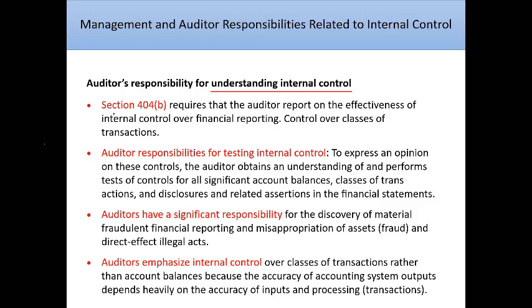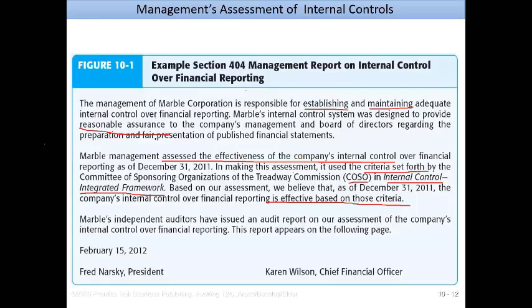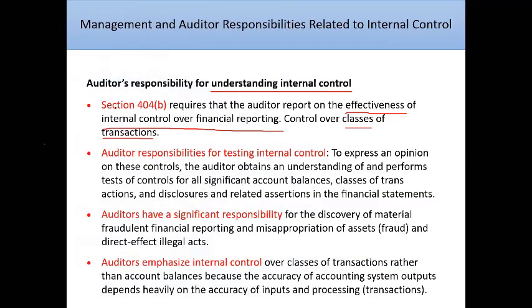The Sarbanes-Oxley Act requires that the auditor report on the effectiveness of the internal control related to financial reporting and the classes of transaction. But this is what we just mentioned in the previous slide. We said that the independent auditor has issued an audit report on our assessment, right? The first point here is that the auditor must issue a report to confirm what has been mentioned by the management. The auditor responsibility for testing.